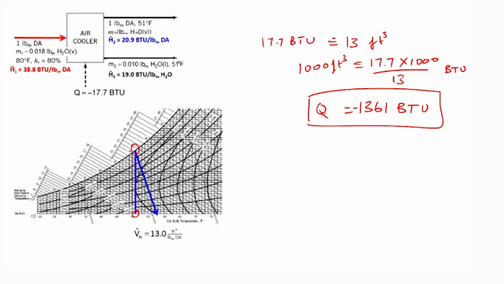As the flow rate has been given, Q dot would be in BTU per minute. We want to produce 1000 feet cube per minute of humid air leaving the system. So the rate at which the heat needs to be removed would be 1361 BTU per minute. With this we have performed a couple of example problems to illustrate how psychrometric charts can be used for performing material and energy balance calculations, where you have the air water mixture as one of the components in the system. In the next lecture we will look at a different concept, which is mixing and solution. Thank you.